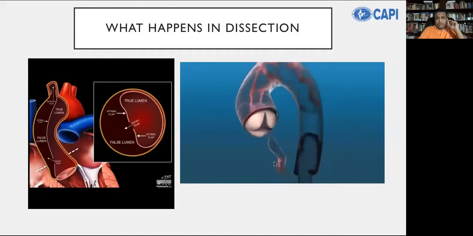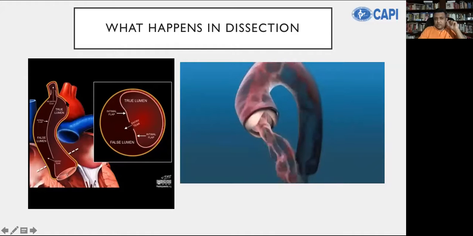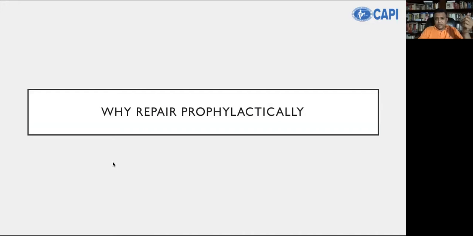Now, what happens when the dissection takes place? As I told you, you can either get acute aortic incompetence or a coronary event or a stroke, and you will have cutting off of the blood supply to the most important vital organs. Now, why repair prophylactically? Because you don't want a dissection to take place. You would say, well, you say that type A dissection you can operate, so why not just wait till they get dissected?